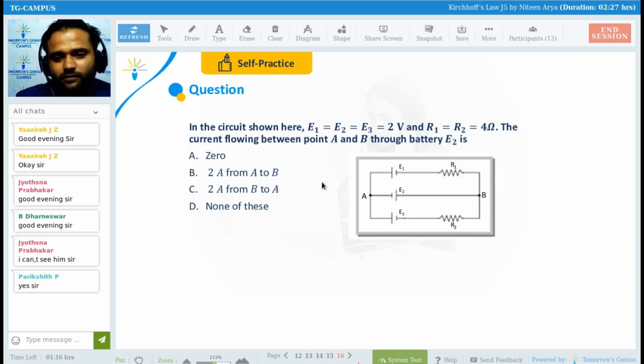This is easily written: 2 volt. R1, R2, these are both internal resistances of 4 ohm. The current flowing between A and B through the battery E2. With this battery E2, the current is flowing in between A and B. You need to tell me the answer.